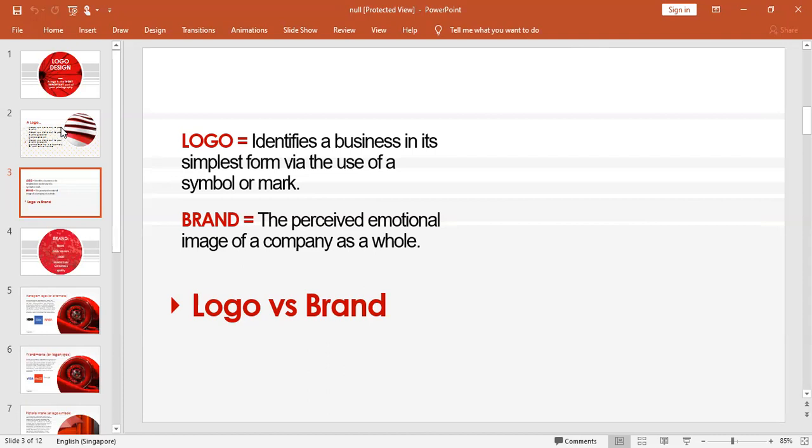That means we can categorize the whole company and its emotional aspects, everything, in a logo. So that is what.